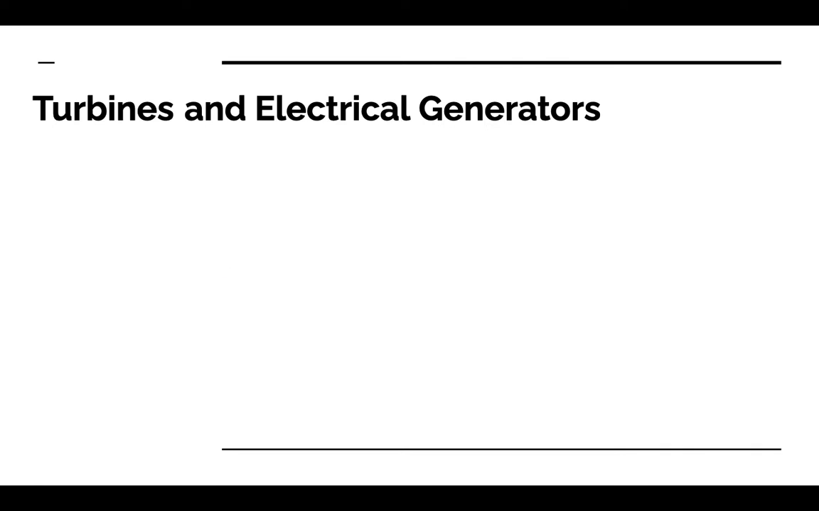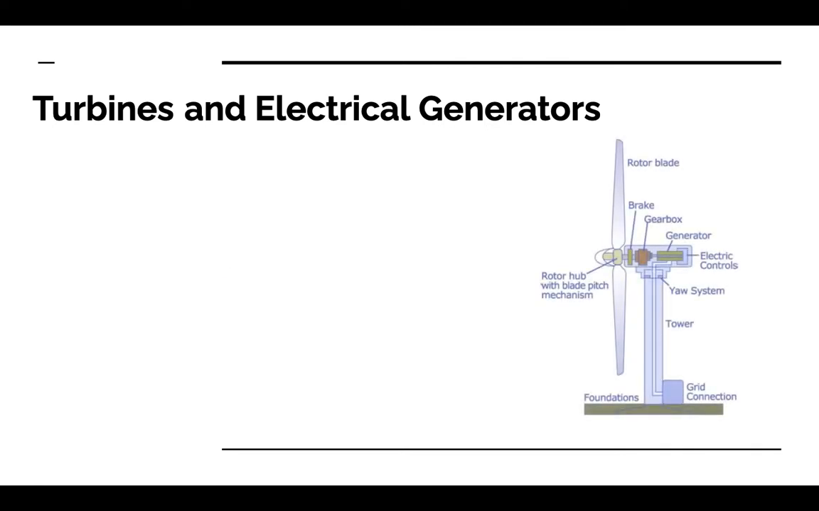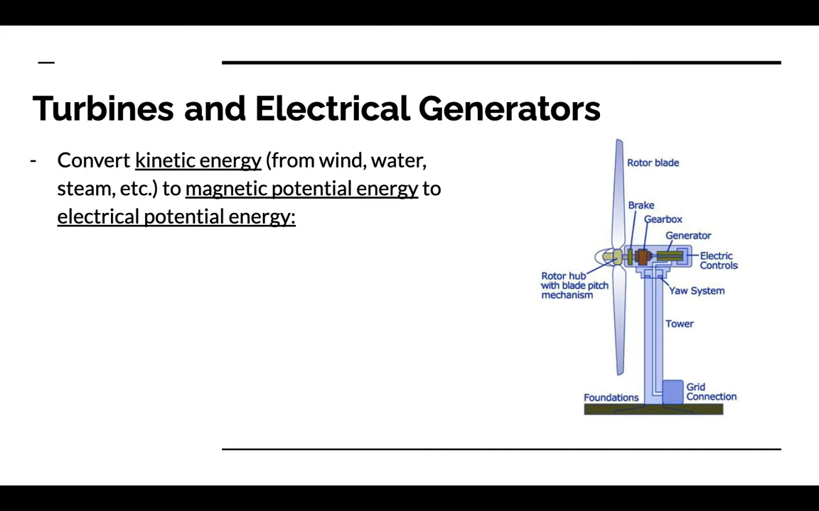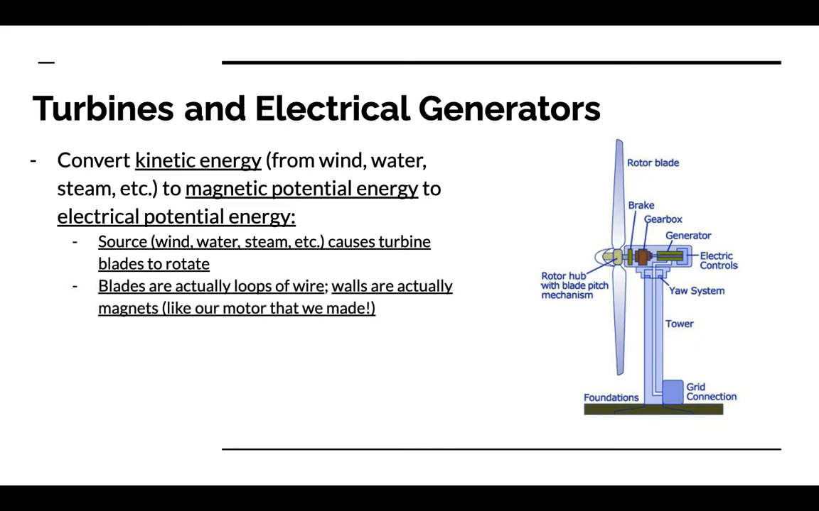Okay? So first thing we're going to look at is turbines and electrical generators. Okay? So the purpose of a turbine slash electrical generator is to turn kinetic energy to magnetic potential energy and electrical potential energy. Okay? The main idea is that the source, wind, water, steam, etc., causes the turbine blades to rotate. The blades themselves are actually made up of loops of wire, while the walls are actually made up of magnets, like our motor that we made.